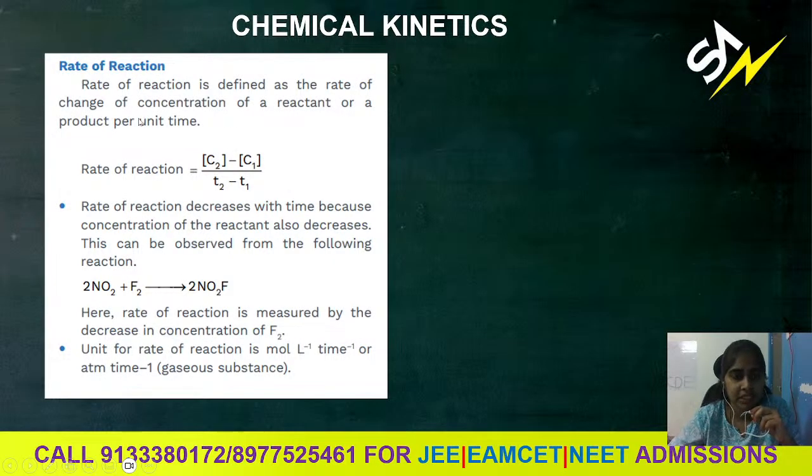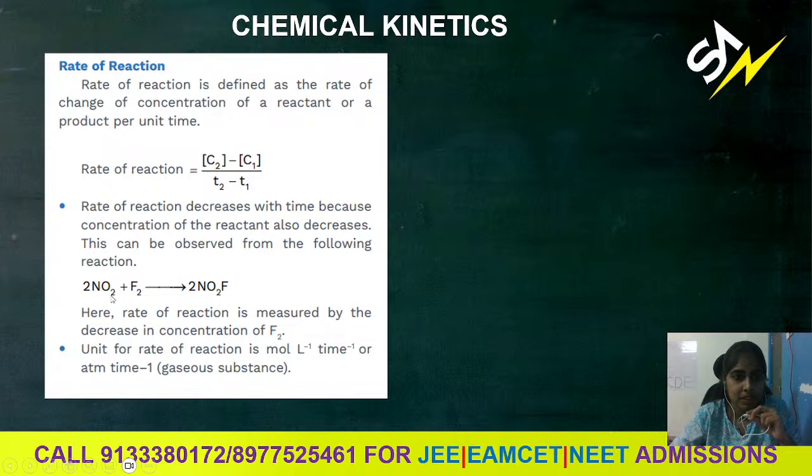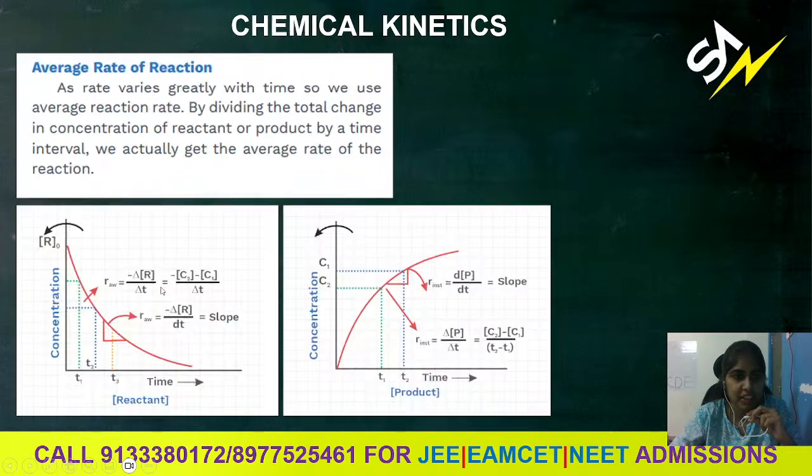We have seen the definition of rate of reaction. So what is meant by rate of reaction? Change in the concentration by change in the time. This is the main concept of chemical kinetics, which defines a chemical reaction. Now we have seen a few examples of how rate of reaction takes place in chemical reactions. We have seen average rate of reaction, how it applies to reactants and to products.